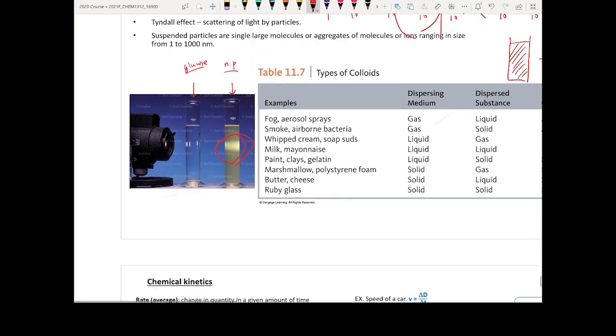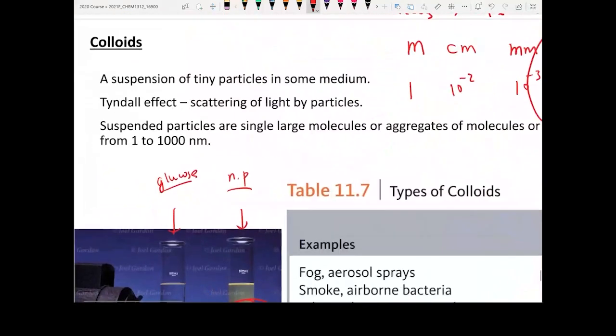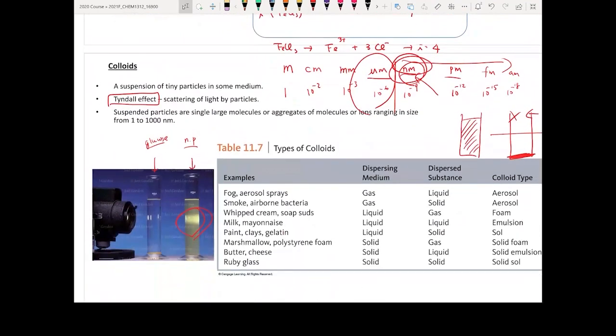All right, so all these phenomena are the so-called Tyndall effect. Basically, it's just small particles that can scatter the light. That's why the colloidal solution became very popular.